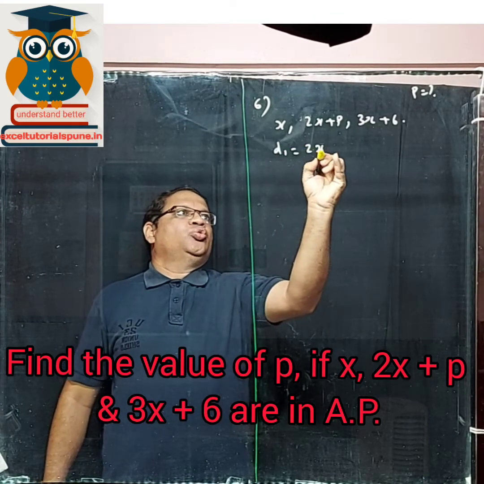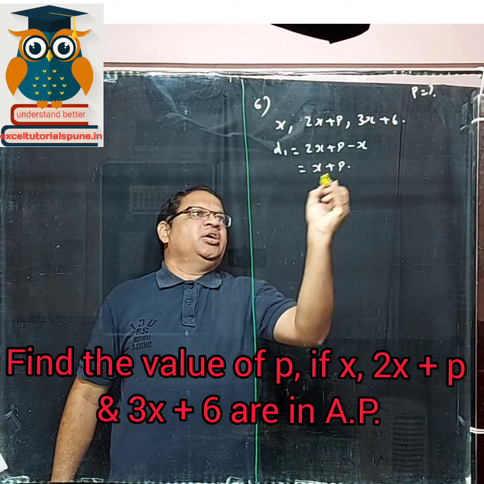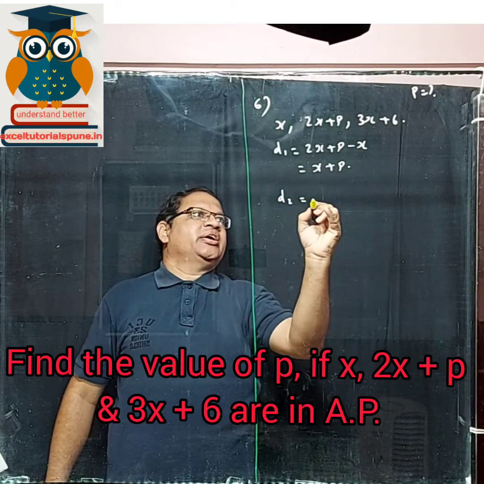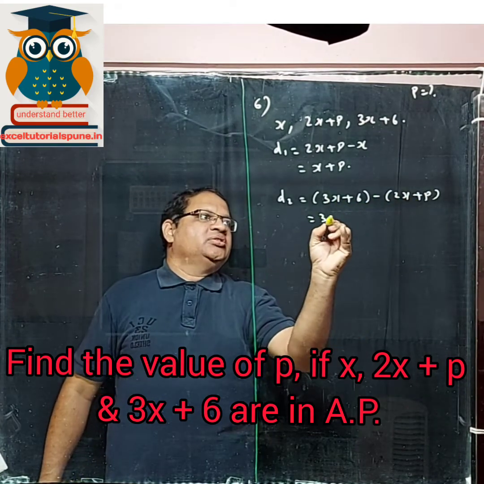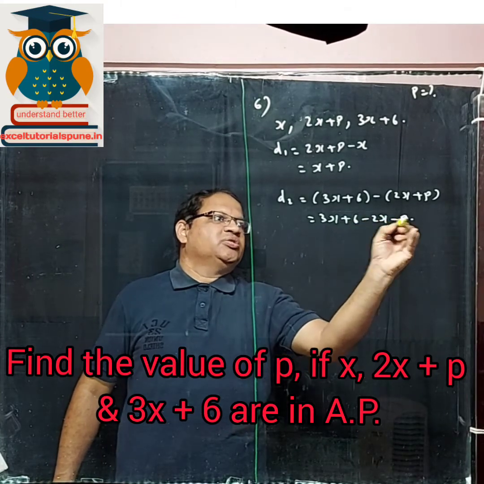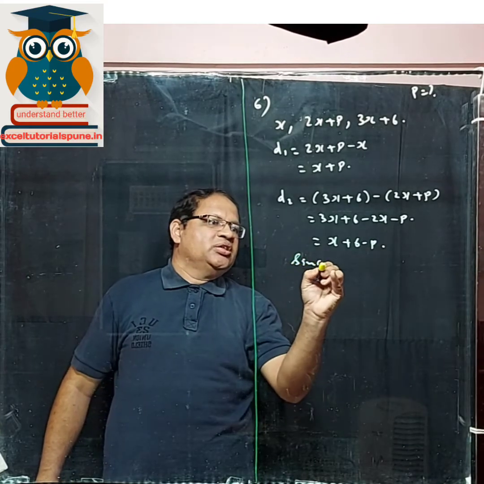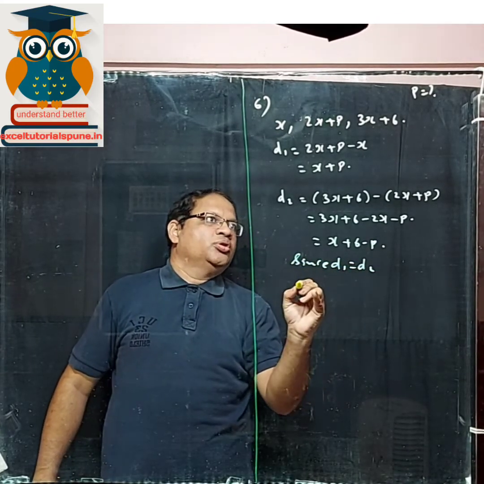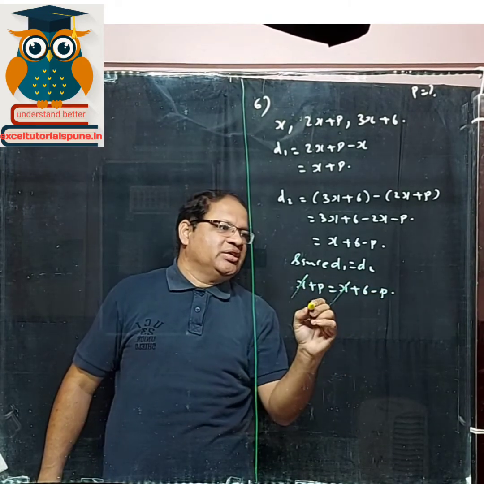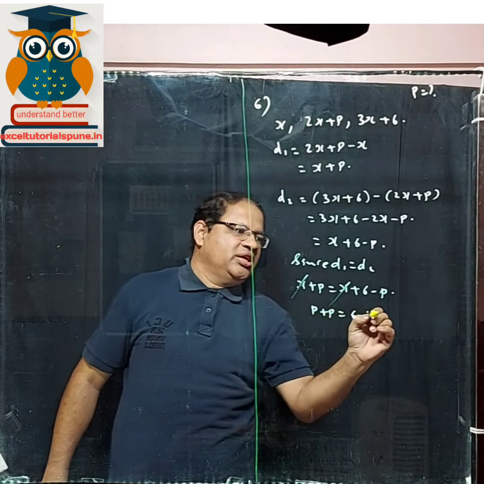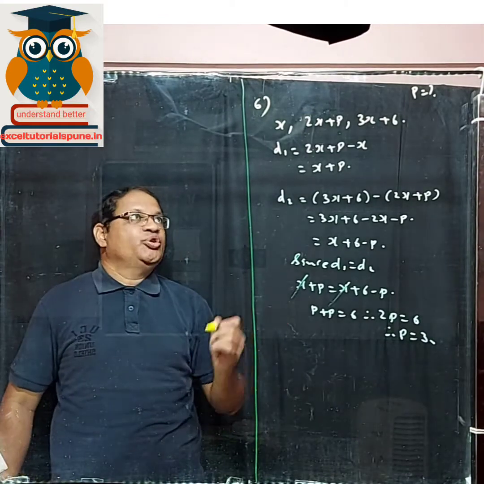So D1 is equal to 2x plus P minus x, that is x plus P, and D2 is equal to third minus second, 3x plus 6 minus (2x plus P), that is 3x plus 6 minus 2x minus P, that is x plus 6 minus P. Since D1 is equal to D2, x plus P is equal to x plus 6 minus P. x and x get cancelled. P plus P is equal to 6. Therefore 2P is 6, therefore P is 3. Alright. So that's how we do the sixth sum.